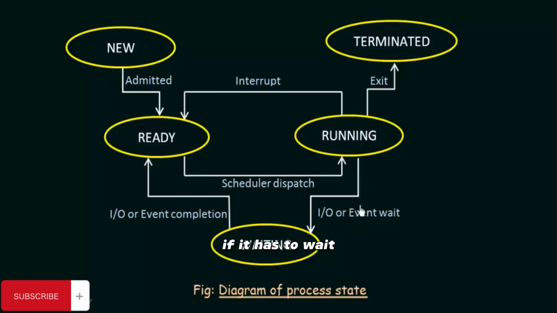In the running state, if it has to wait for some input-output operation or event to occur, then it goes to the waiting state. It waits for the event to occur, and once the event has been completed, it again goes back to the ready state, and then it comes to the running state after that. And once the execution has been completed, it exits and goes to the terminated state. So this is how a process changes from one state to another, depending upon different situations, as we saw here. These are the states in which a process can be.